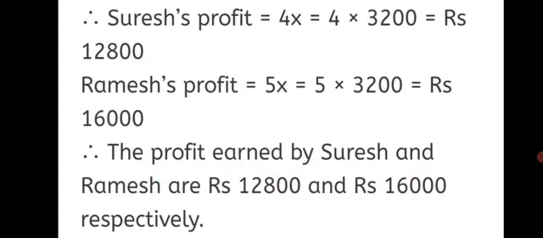So what we did here, first we found the profit in rupees, then we formed our equation 4x plus 5x is equal to the profit which we found in rupees and found the value for x. Then we substituted the value for x for Suresh's profit and Ramesh's profit. So this is how we have completed our question number 1.